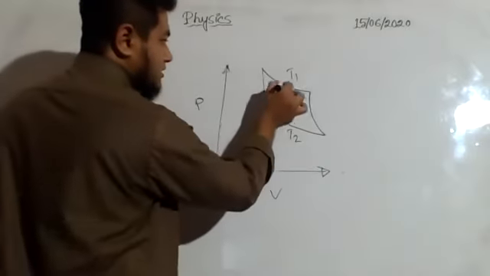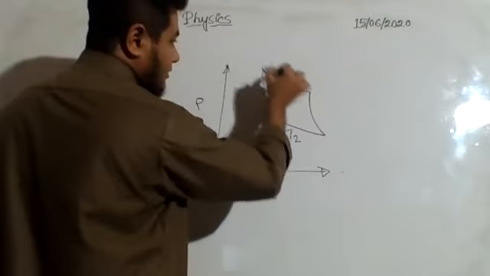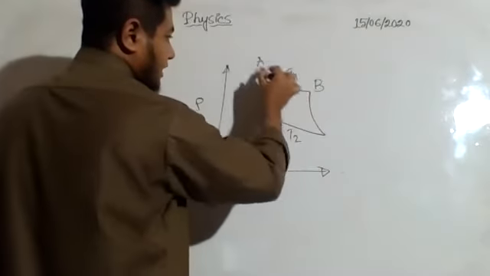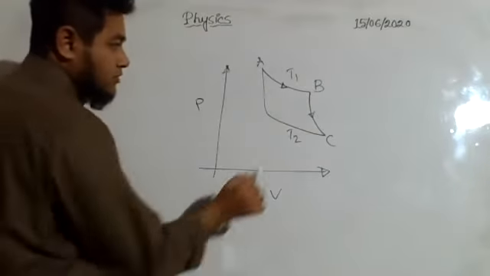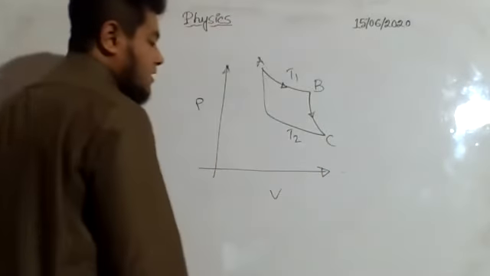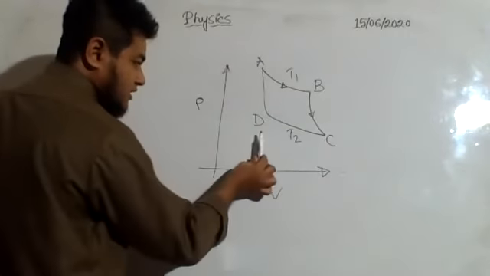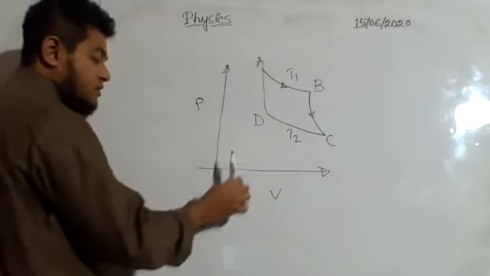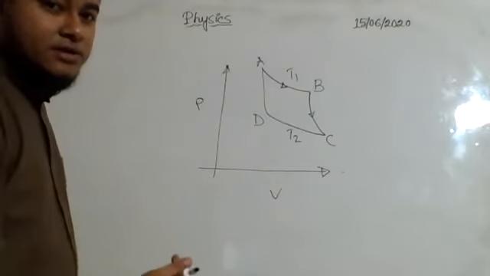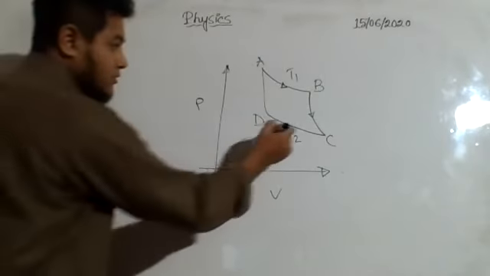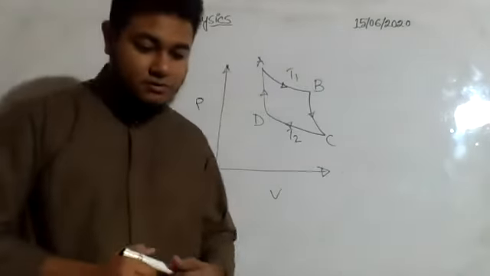So if you remember, this is isothermal expansion because the volume is expanding. So AB is isothermal expansion. From B to C, this is adiabatic expansion because still the volume is expanding. Then from C to D, this is isothermal compression because the volume is decreasing. And from D to A, a further decrease of volume, so we can say this is adiabatic compression. Okay. So this is our Carnot cycle and this is a reversible process.